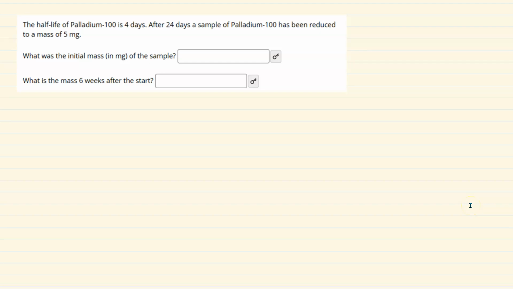All right, we want to find the half-life of palladium 100. Or no, sorry, the half-life of palladium 100 is 4 days. After 24 days, a sample of palladium 100 has been reduced to a mass of 5 milligrams. All right, so what was the initial mass in milligrams of the sample?